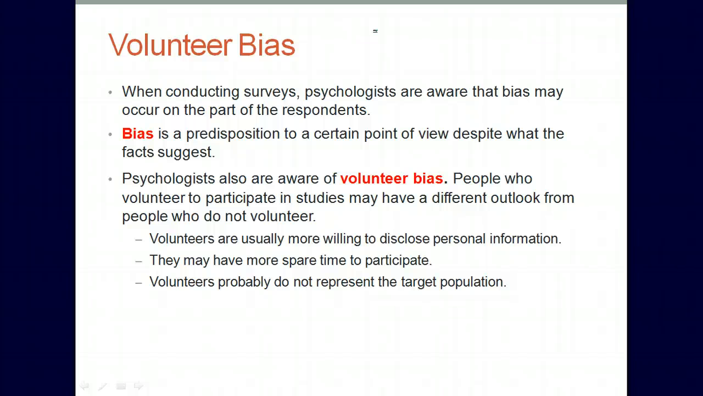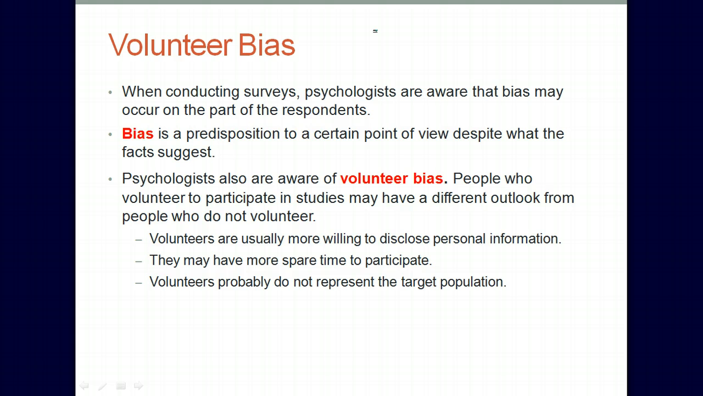The polls, when you go to a website like ESPN or CNN or Fox News or whatever, and there's a poll on the front page and you click an answer, it always says this is not a scientific poll. Why not? Because only the people who care enough responded. That's only the people who cared enough. So your results are going to be biased. And bias is a predisposition to a certain point of view, despite what the facts may suggest.